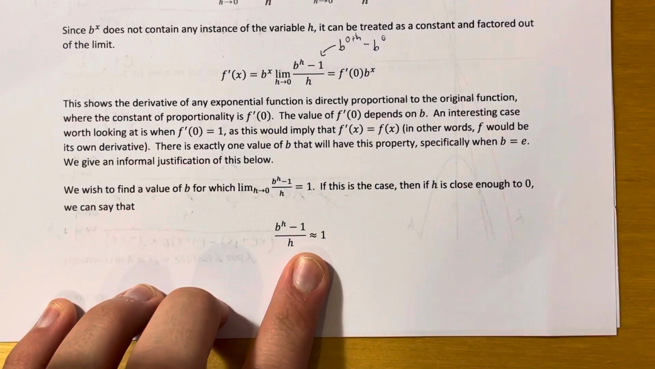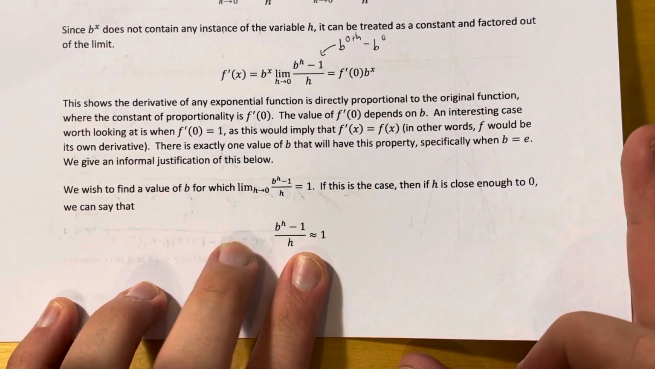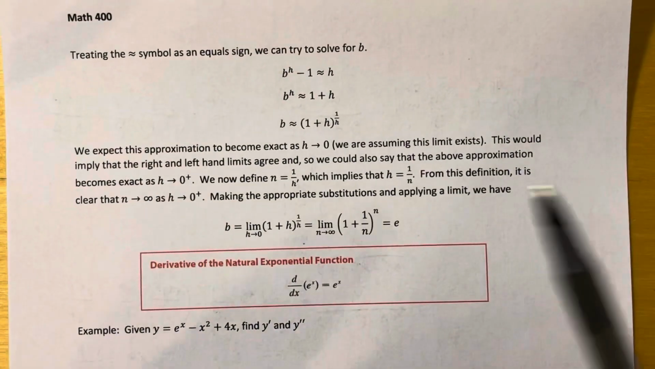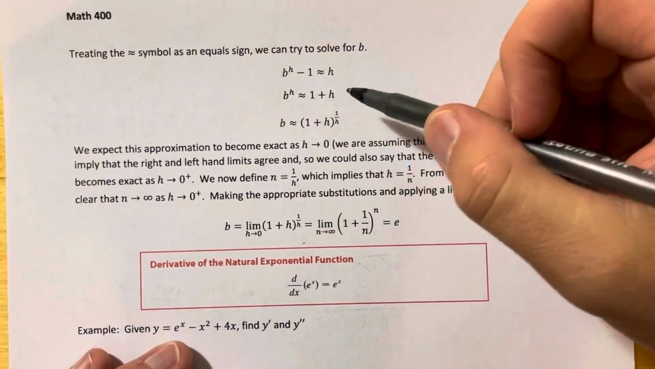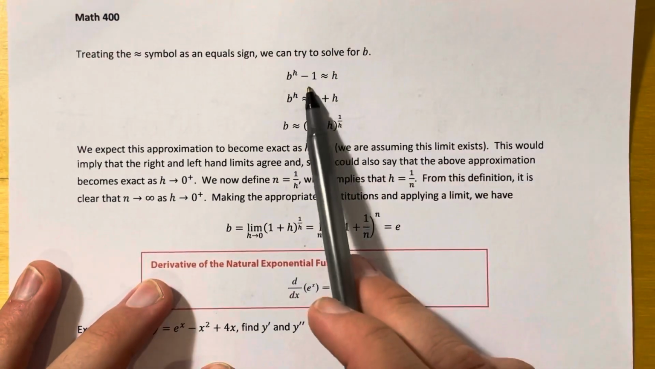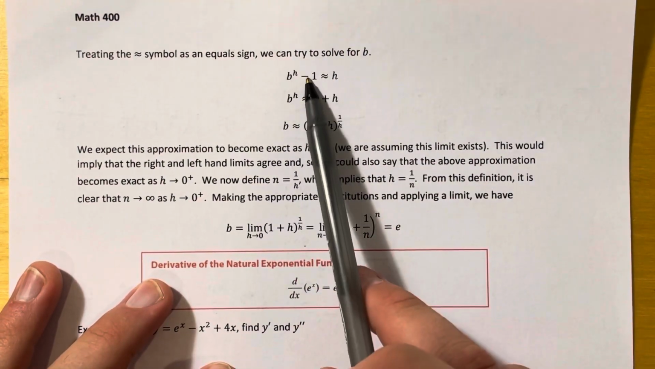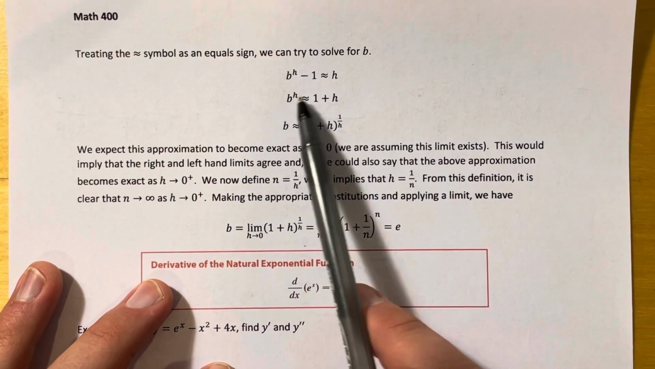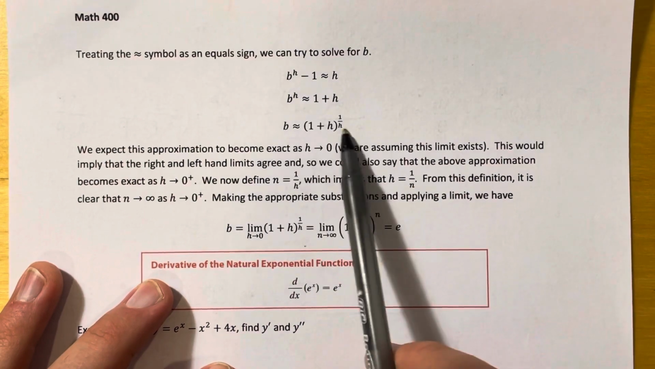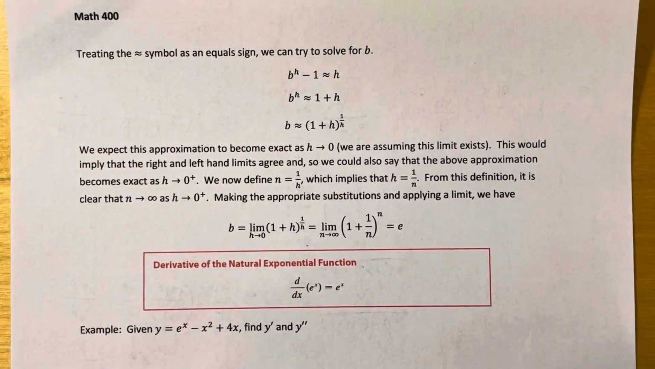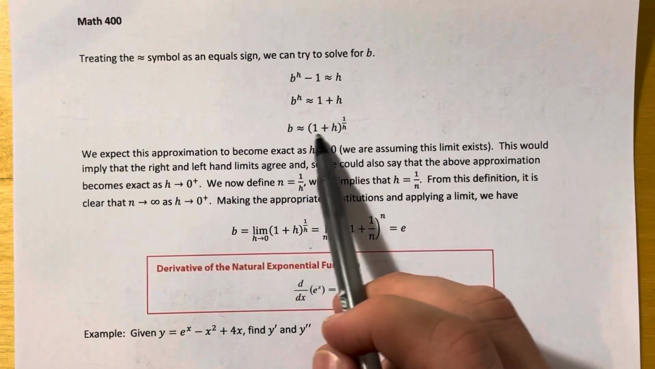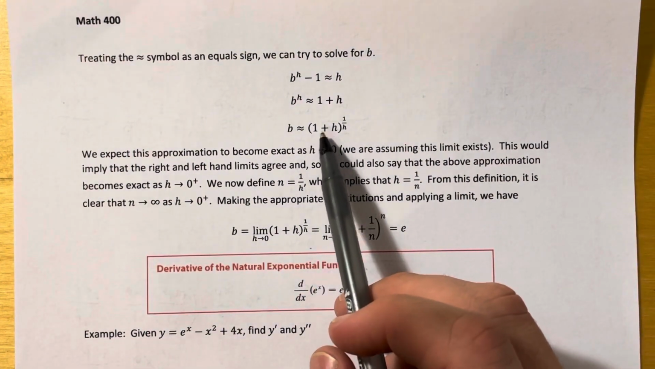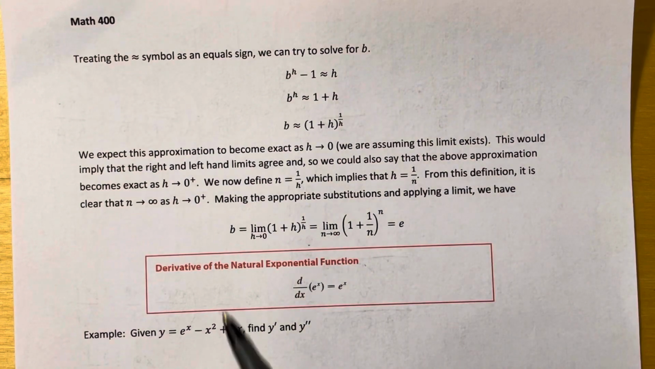Okay? So I'm going to work with this, and I'm going to treat that approximately symbol as if it were an equals sign and do some algebraic stuff with this equation. It's not an equation, it's got an approximately sign. But if I multiplied both sides by h, I would get this. Add the 1 over, I would get this. Take the 1 over h power of both sides to cancel that h out, and I would get this. Okay? Now, this expression is sort of similar to what we're seeing in our definition of the number e, but we need to make a variable substitution.